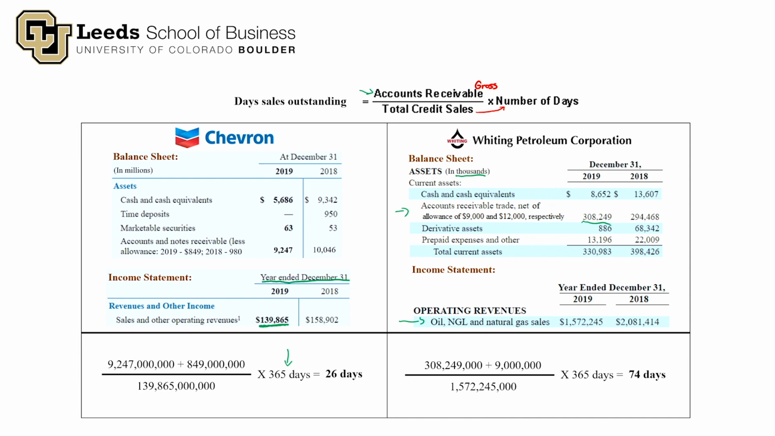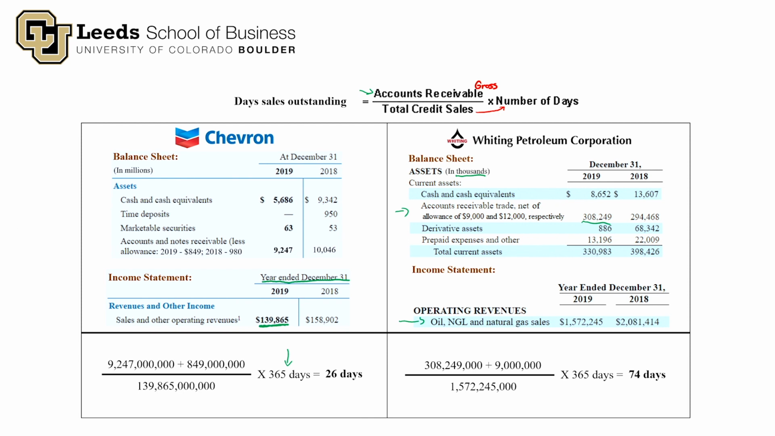And so this is a significant difference between Chevron and Whiting. One way to interpret this is that Chevron is a powerful company, and so they can collect money from their customers more quickly than Whiting can because they have more power, okay? But there are also many ways that this ratio can get biased, okay?